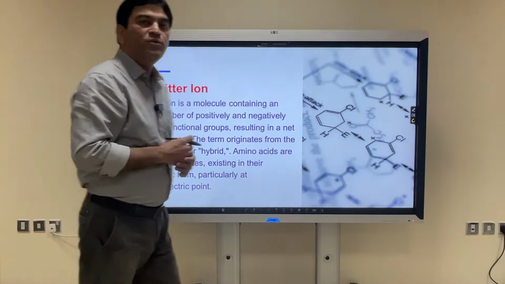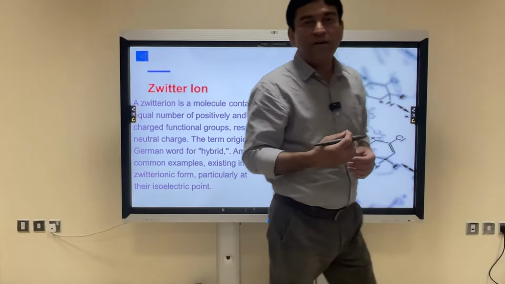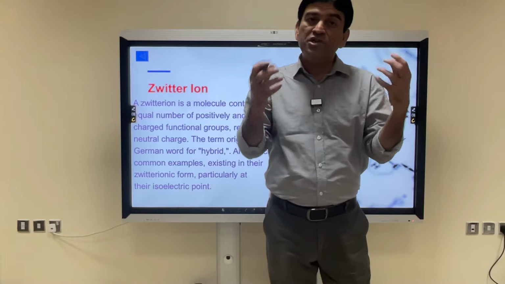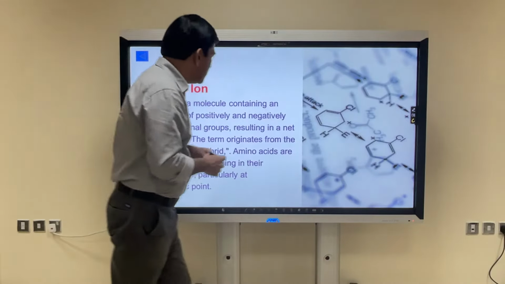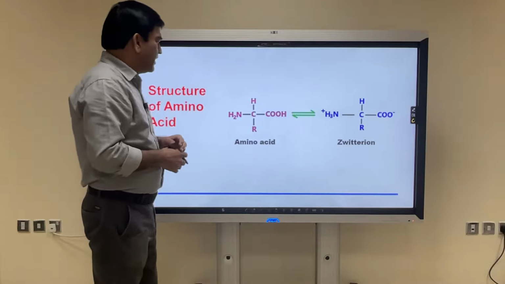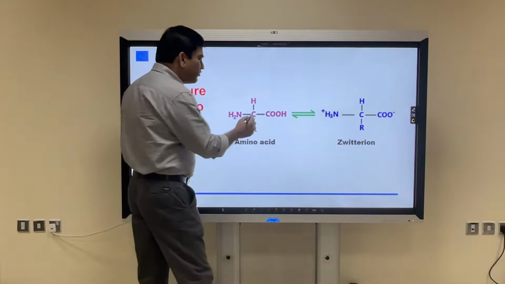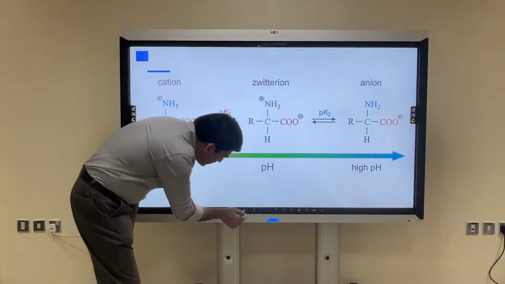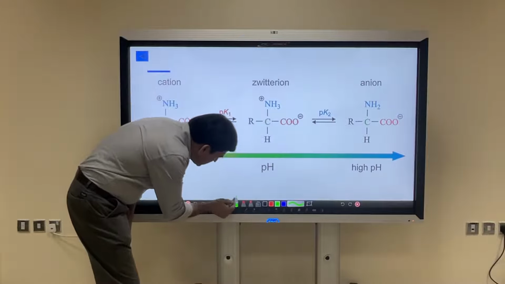Then, as I told you, there's a third category of ion. That's a zwitterion. They have both the charges on the same molecule. Example, amino acids. So we go ahead with amino acid over here. Amino acids have a central carbon atom.